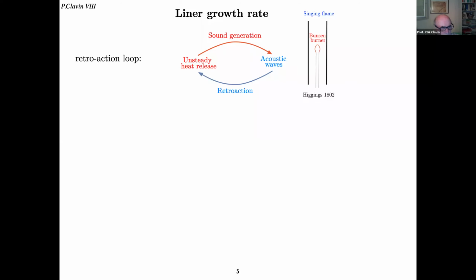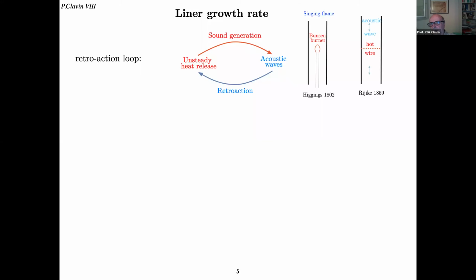You take a Bunsen burner in a tube, and depending on the position of the Bunsen burner in an open tube, the tube is open on both sides, and you have a Bunsen burner inside. Depending on the position, you excite the acoustic mode, and you see that the flame vibrates with the frequency of the acoustic mode. People at that time thought that this was a chemical effect, but it turns out that it is a simple effect of coupling between the heat release and the sound generation.